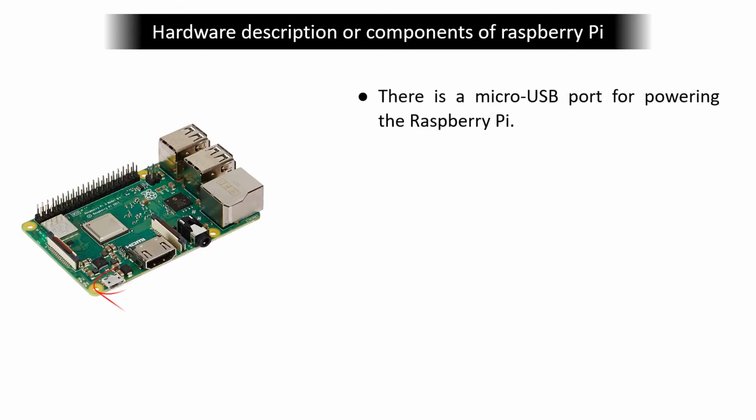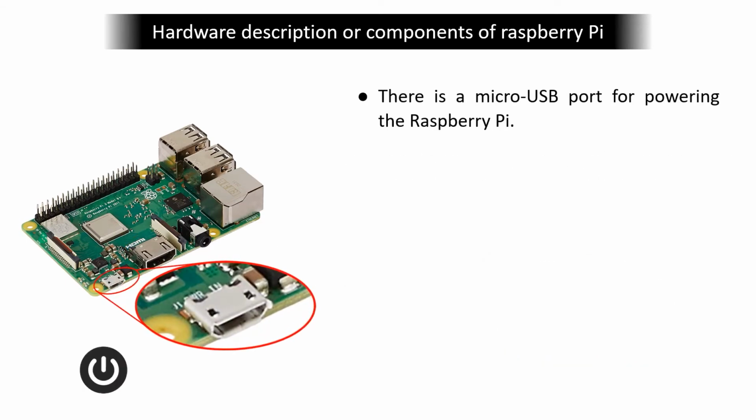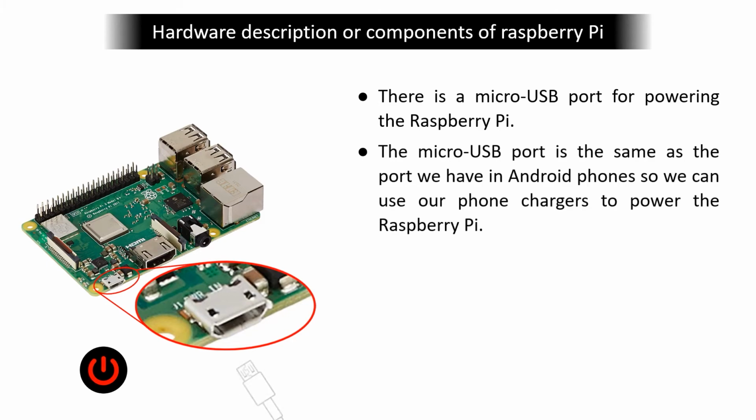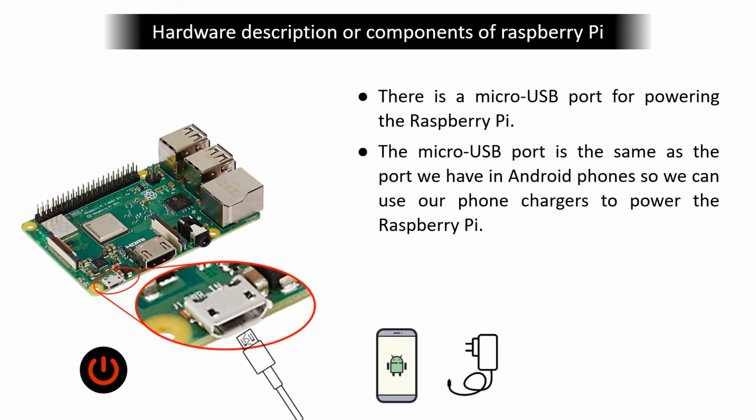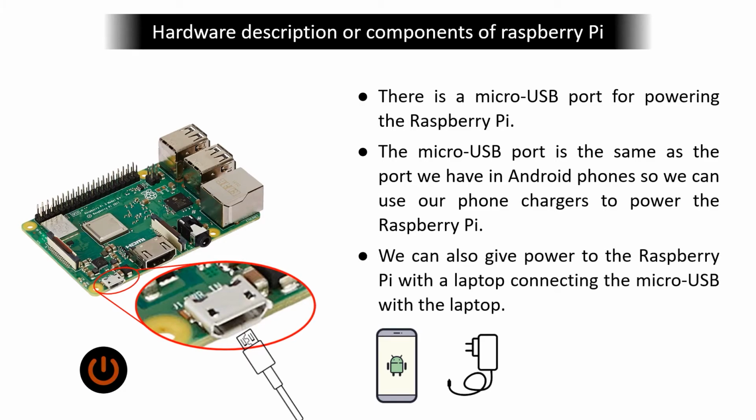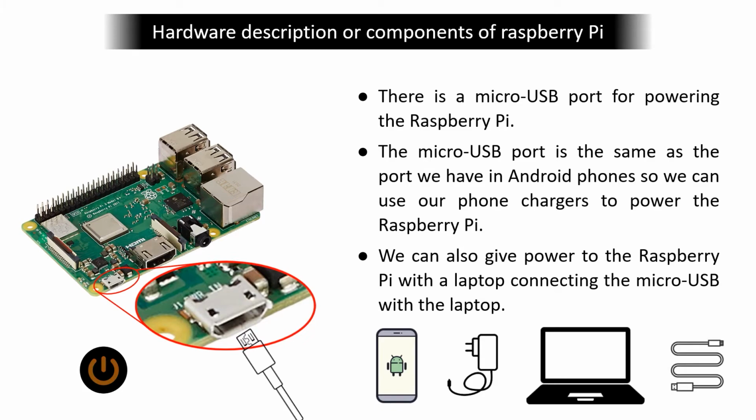There is a micro USB port for powering the Raspberry Pi. The micro USB port is the same port as we have in an Android phone. So we can use our phone chargers to power the Raspberry Pi. We can also give power to Raspberry Pi with a laptop connecting the micro USB with the laptop.